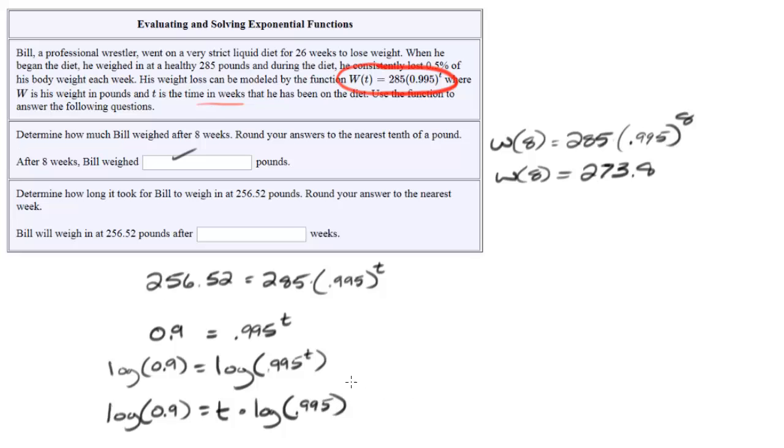0.995. And the last step here to solve for t is I just divide both sides by this log of 0.995, and that will give me t equals the log of 0.9 divided by the log of 0.995. And when I plug that in my calculator, the nearest week I get about 21.